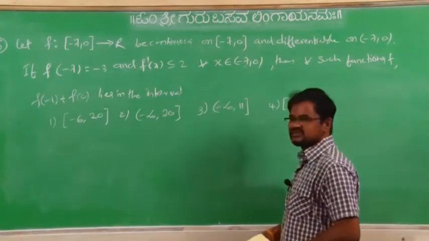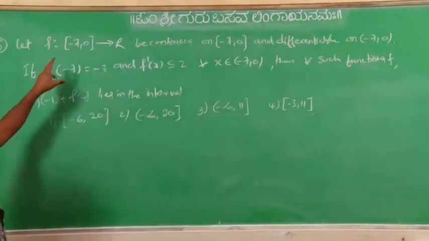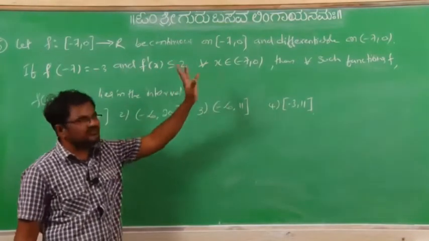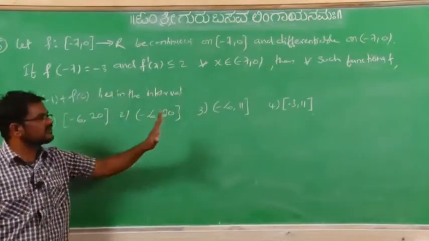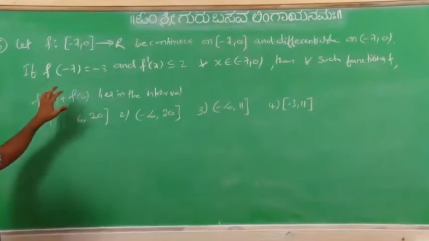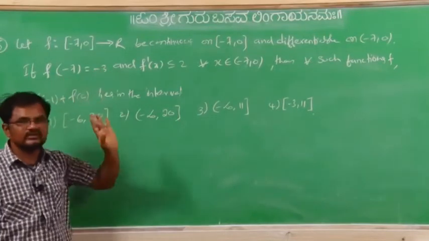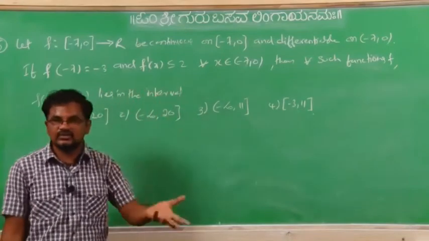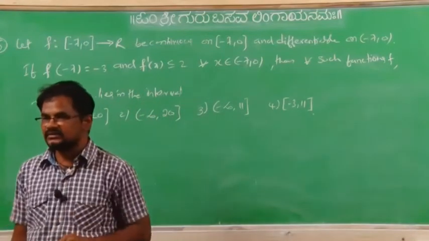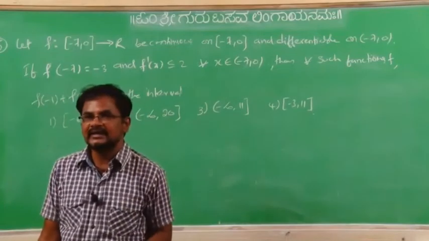Once you see the question, the function is continuous on the closed interval and differentiable, and these values they given, right? So here f(-7) equal to -3, only one value given. By this value we can't show f(0) equal to f(7) like that. So which theorem we have to apply?